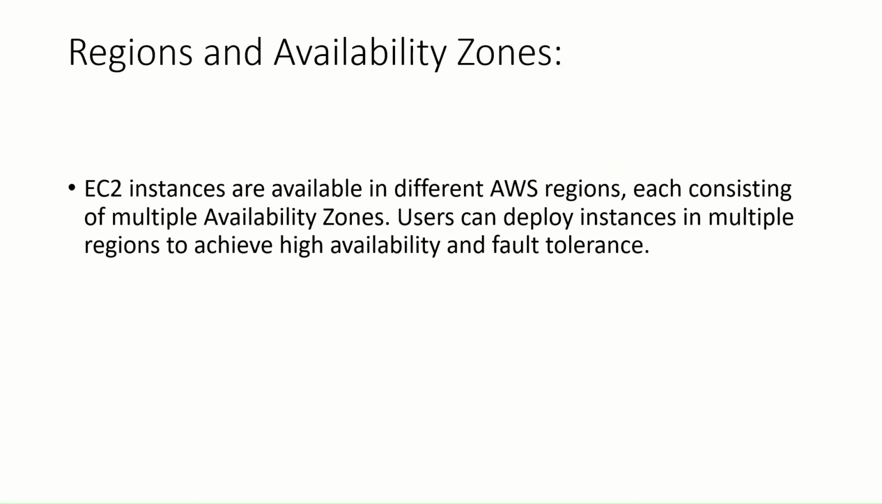Now let me go to the next slide, and here the term is regions and availability zones. Let's say you have created 3 instances of your EC2 and deployed your application, but you want one instance to be running in India and another instance to be running in a different part of the world, let's say USA or UK. So you have to define the region and availability zone for that instance. EC2 instances are available in different AWS regions, each consisting of multiple availability zones. Users can deploy instances in multiple regions to achieve high availability and fault tolerance.